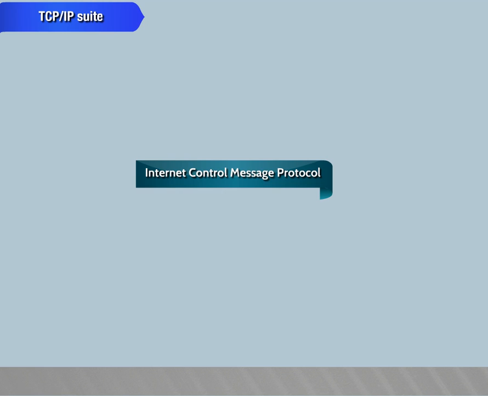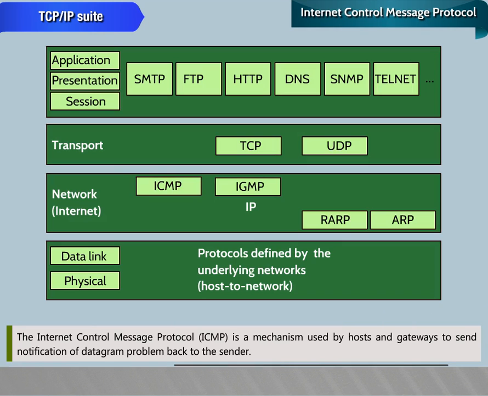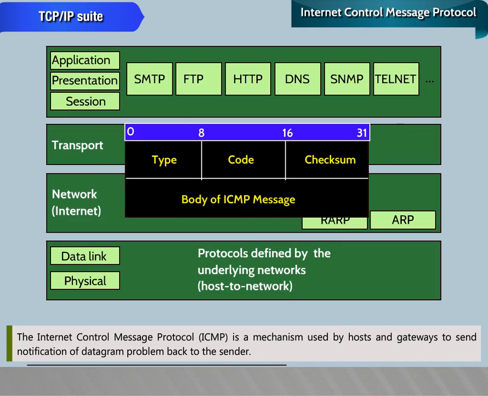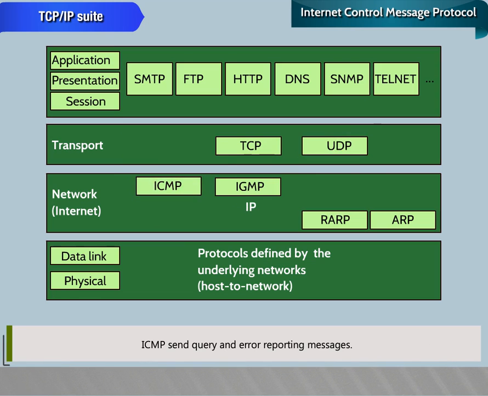Internet Control Message Protocol. The Internet Control Message Protocol (ICMP) is a mechanism used by hosts and gateways to send notification of datagram problems back to the sender. ICMP sends query and error reporting messages.